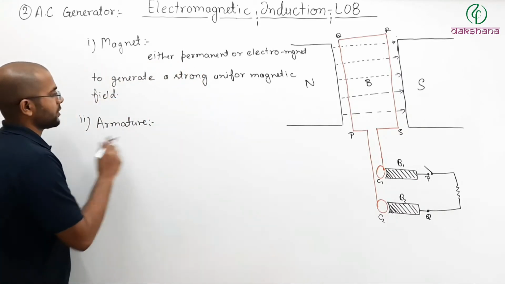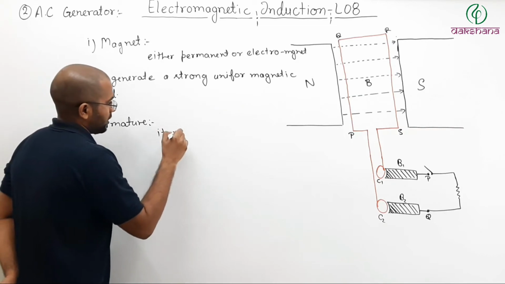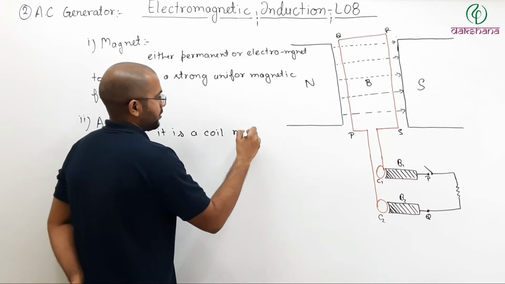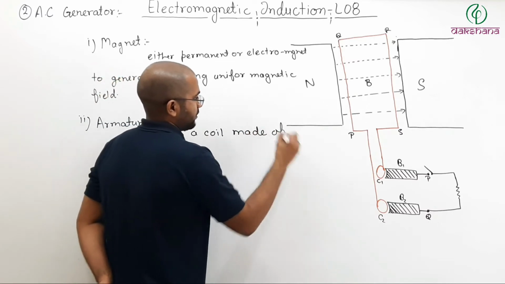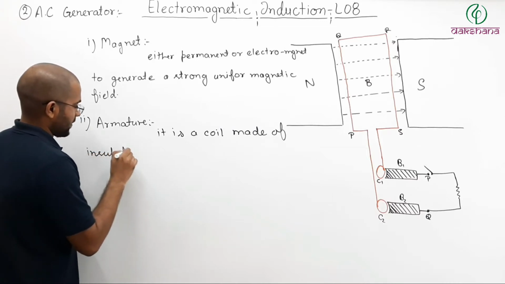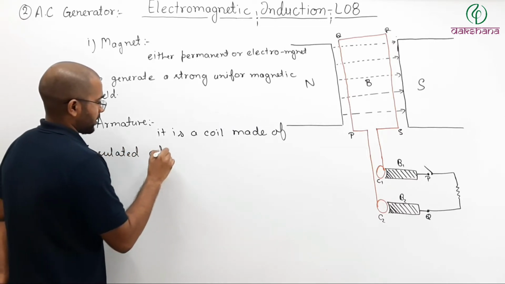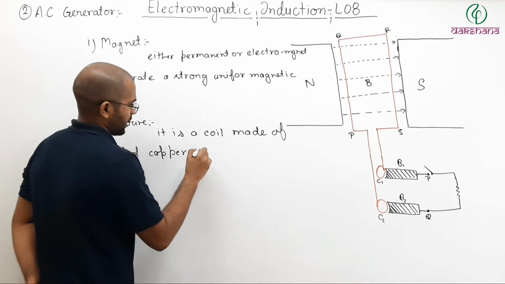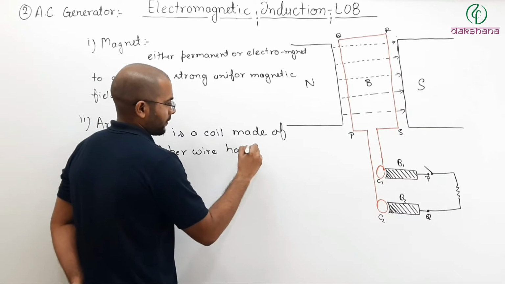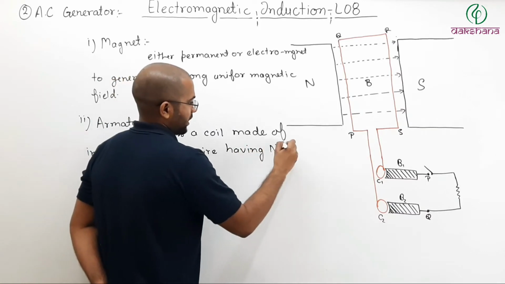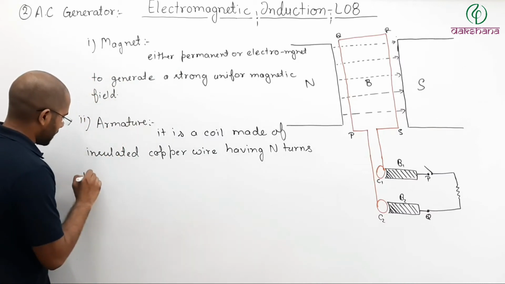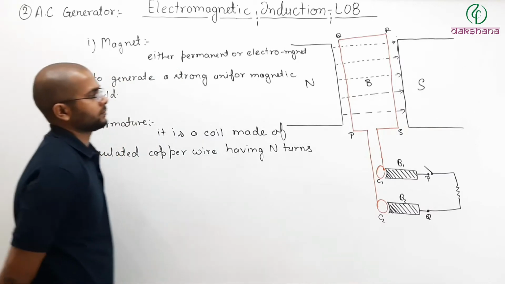So what is armature? Armature is nothing but a coil made up of insulated copper wires, and this coil will have a number of loops, not only one loop. It is a coil made of insulated copper wire, generally having capital N turns. So there will be a number of turns in this coil.